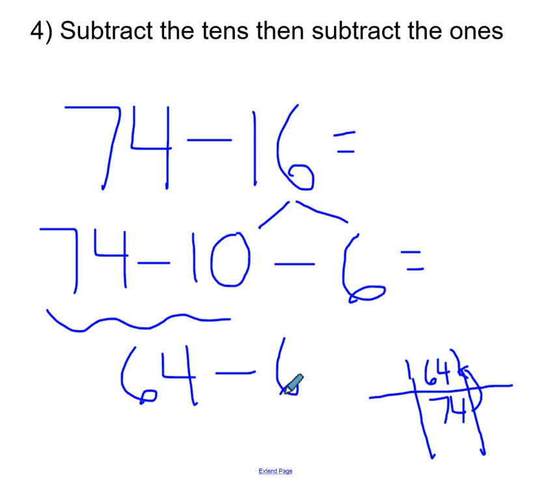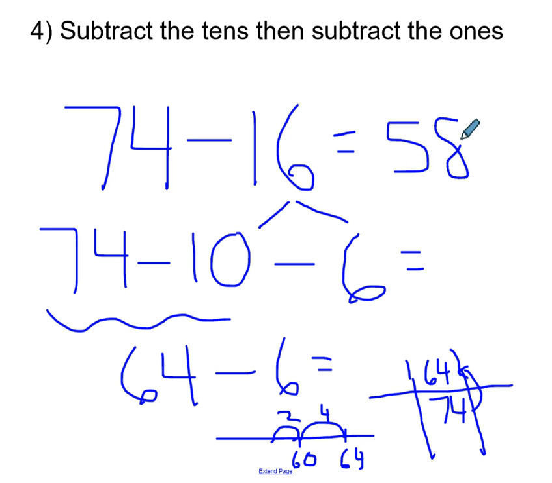64 minus 6, you can count back, or if you want, you can think in your head 64 minus 6, you can go to 60, you would take away 4, and then you need another 2. So your answer would be 58. Some of you will be able to do 64 minus 6 straight ahead in their head, and that's okay too. I'm just showing you on the number line. If you're not sure how to do it, that's another way you can do it.